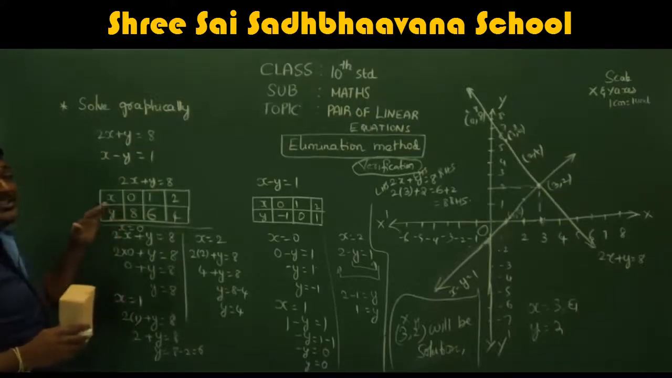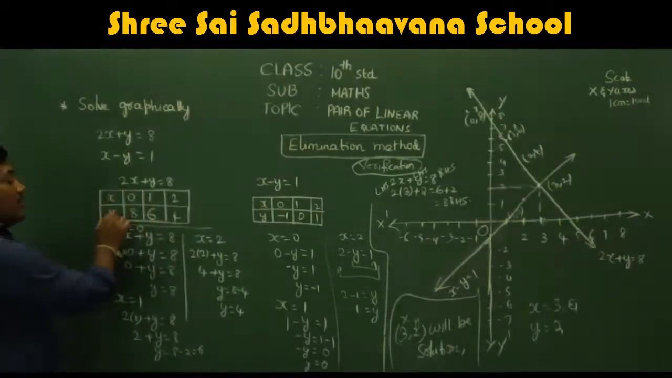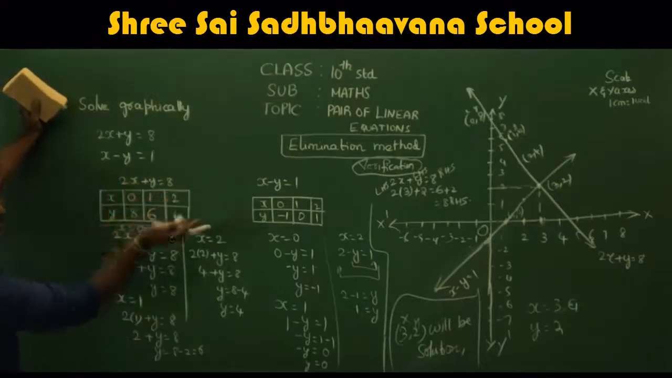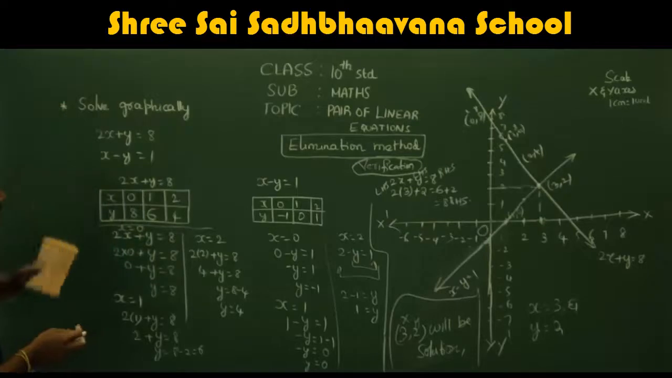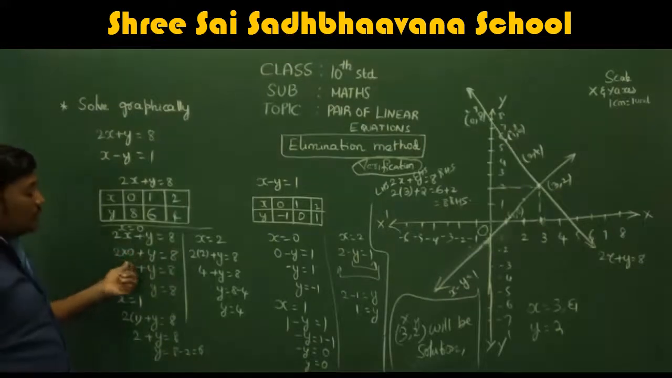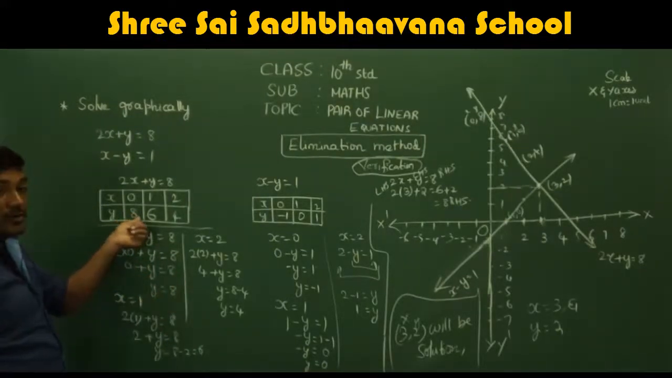See what I am doing, I am just randomly taking 3 values. I have written the tabular column x, y. I take x as 0, 1, 2. So substitute x is equal to 0. If you substitute x is equal to 0 in the first equation, 2 into 0 plus y is equal to 8. Anything into 0 is 0. So 0 plus y is equal to 8, which is y is equal to 8. For y value, what you got? 8. So (0, 8) is 1 point.